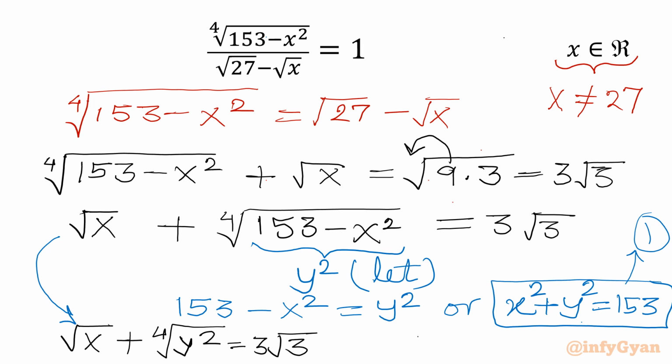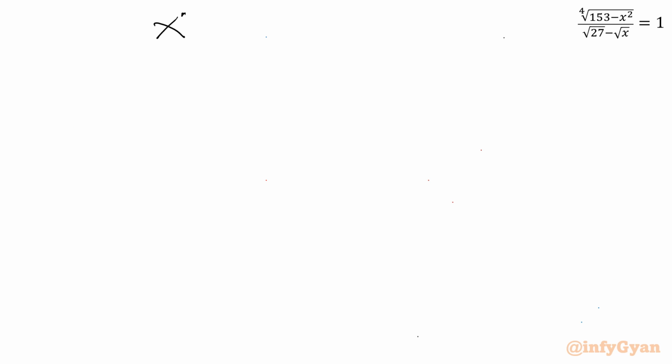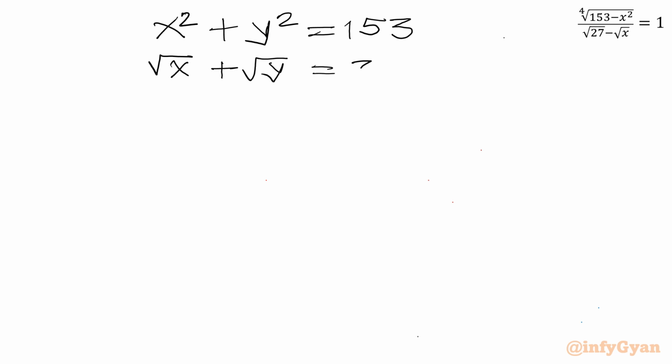Now 4th root and power 2 will be cancelled out. It will be square root left only. So I can write root x plus root y equal to 3 root 3. And this equation I will call equation number 2. Let's rewrite here: x square plus y square equal to 153, and the second equation will be root x plus root y equal to 3 root 3.